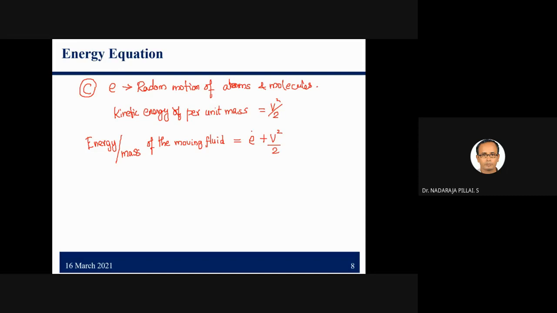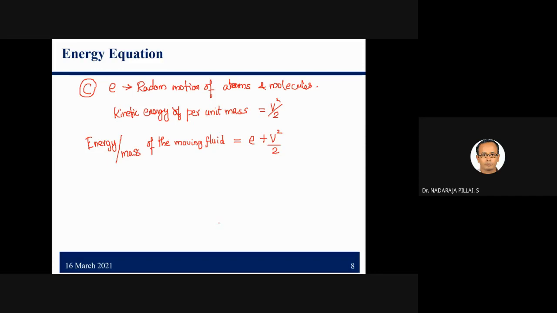Internal energy, E, is the internal energy per unit mass. V square by 2 is the kinetic energy per unit mass. Right? So this is the total energy. Okay. So now we can write the expression C, the rate of change of total energy of the fluid as it flows through the control volume.